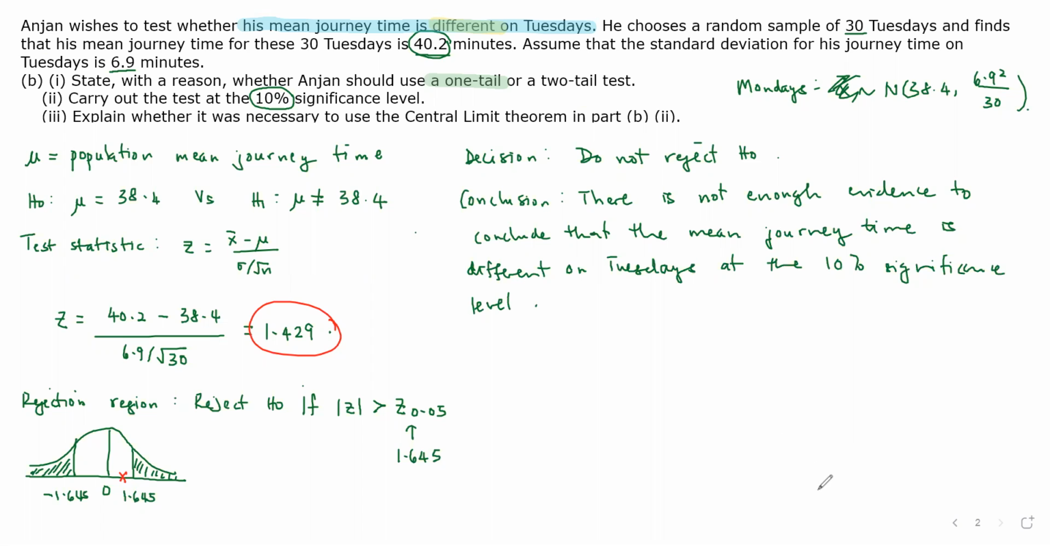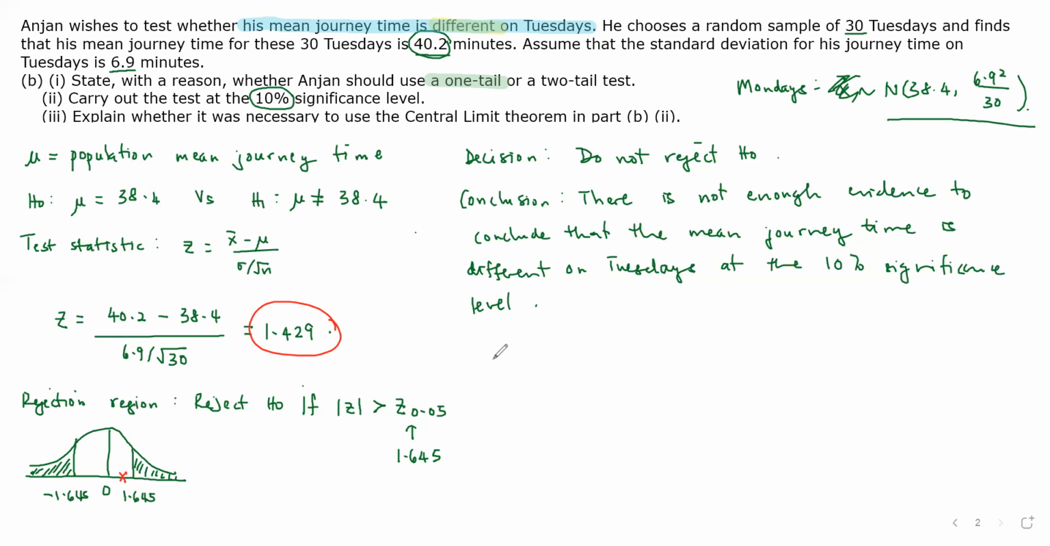Part 3: explain whether it was necessary to use the central limit theorem in part B, part 2. In part B, part 2, when we are testing, we use the Z statistic. And this comes from the fact that we assume that the population follows the normal distribution. The original question did not state the distribution of the journey time.